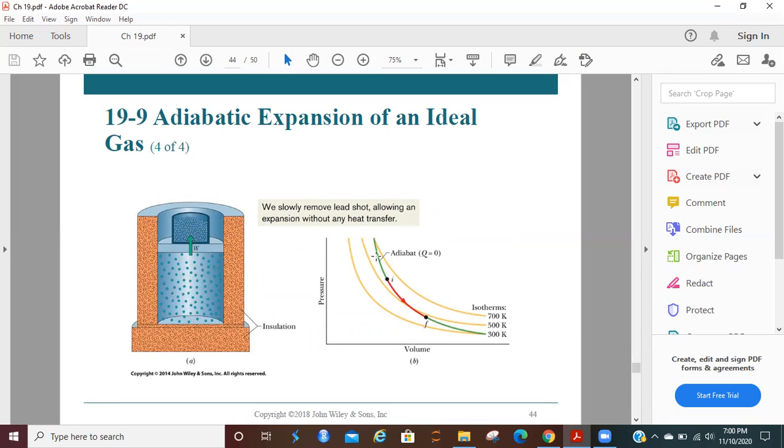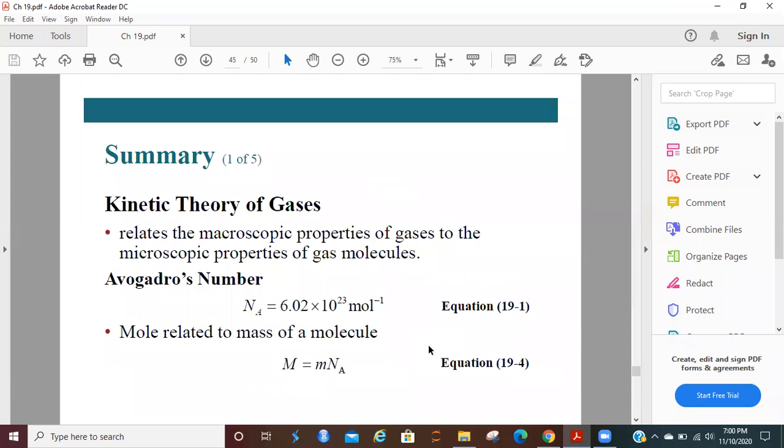So what happens with that? Well, let's say initially we start here and then finally we end up here. You can notice that we're going from one isotherm to the next. The pressure is decreasing, the volume is increasing. We're also noticing that the temperature is falling. And if you go back and look at the ideal gas law, that's what we would expect.